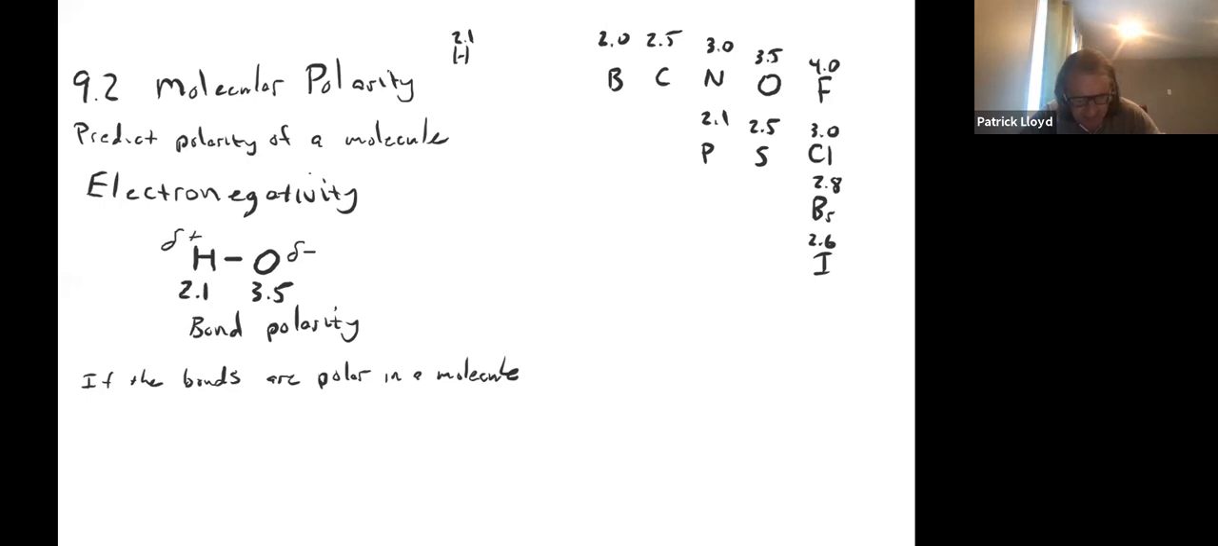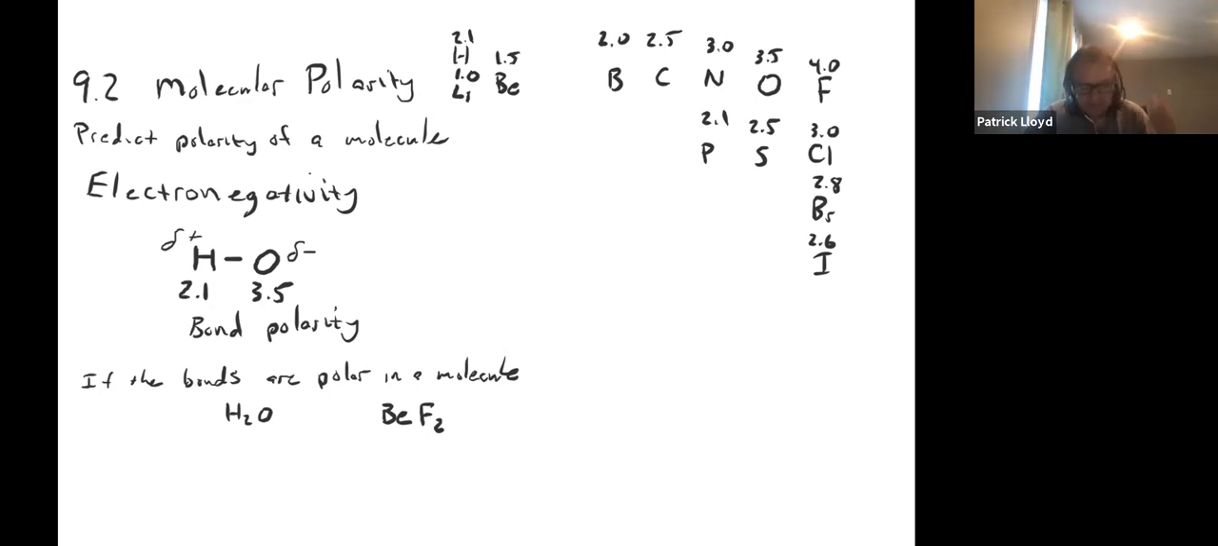And here's essentially what happens. I'm going to compare H2O to BeF2. Okay, so for that one, I got to put beryllium here. Okay, so there's a second row. Okay, so beryllium is 1.5.